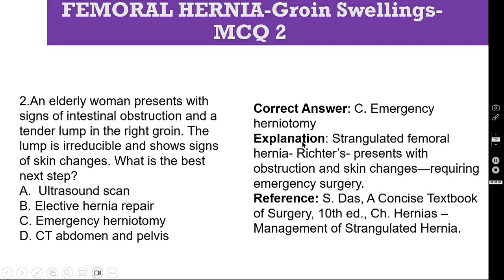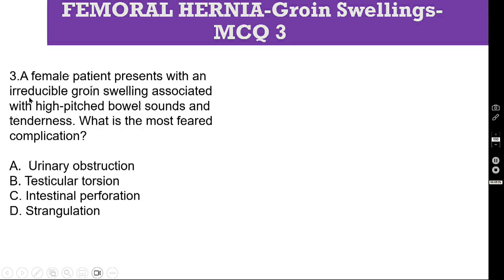Explanation: the case scenario shows it is a strangulated femoral hernia, the Richter's type, presenting with obstruction, and skin changes are already there. That requires emergency surgery. So you need not do a CT abdomen or ultrasound to prove that it is a hernia. Straight away you take the patient to the theater and you operate. That is the next step you have to take. Reference is from S. Das, A Concise Textbook of Surgery, 10th edition. I am giving all these references separately on one page, so you can see that also there.